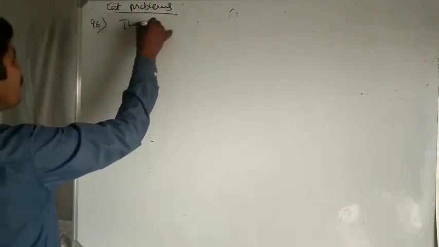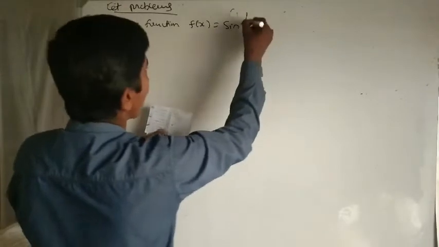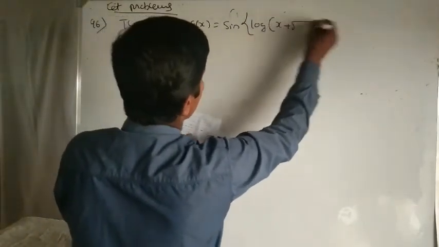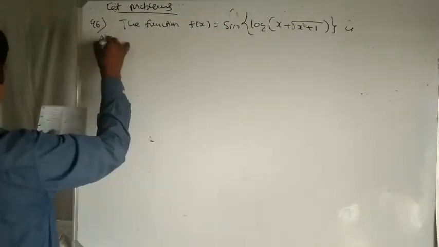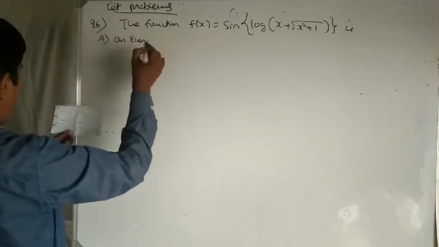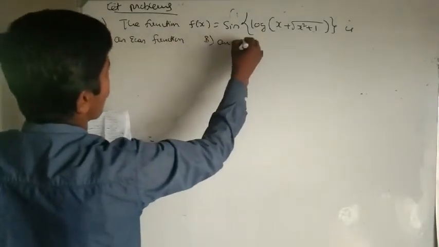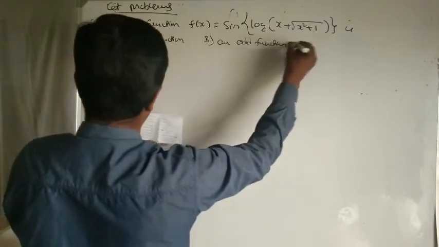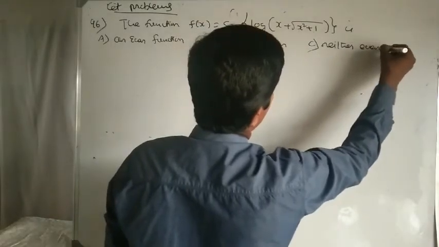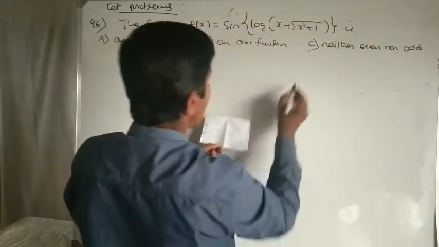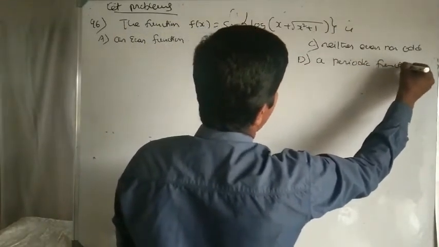The function f of x equal to sine of log of x plus root of x square plus 1 is: A option, an even function; B option, an odd function; C option, neither even nor odd; D option, a periodic function.